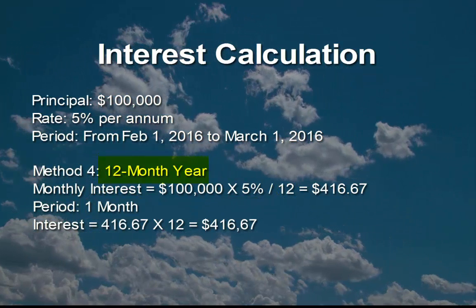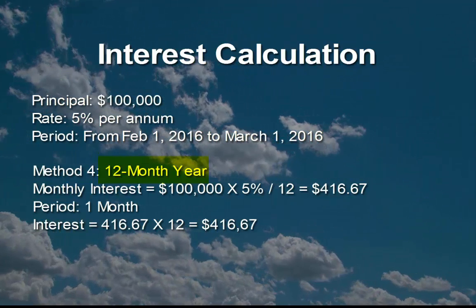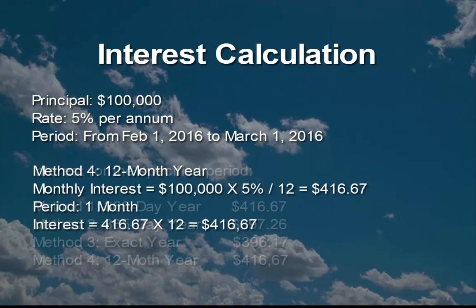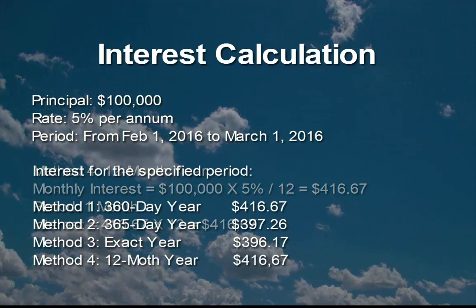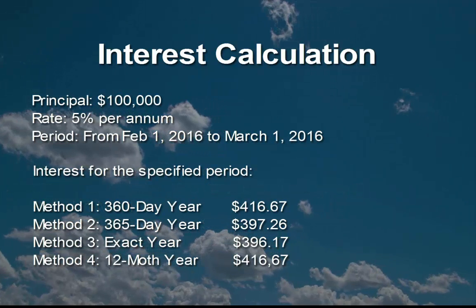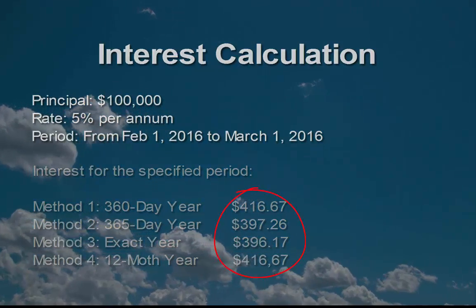If it is partial month, then Cindy uses 365-day year. For most loans, we use 12-month year. As you can see, the interest amount for each method is slightly different.